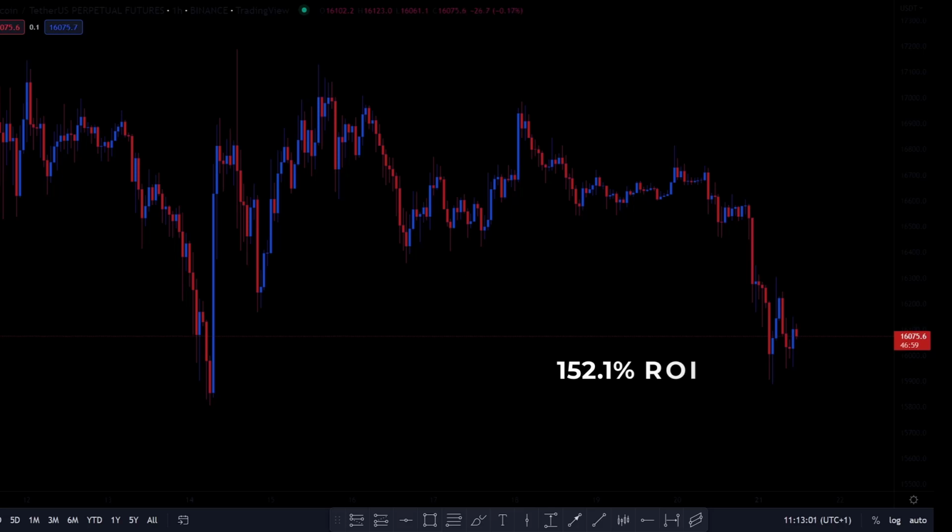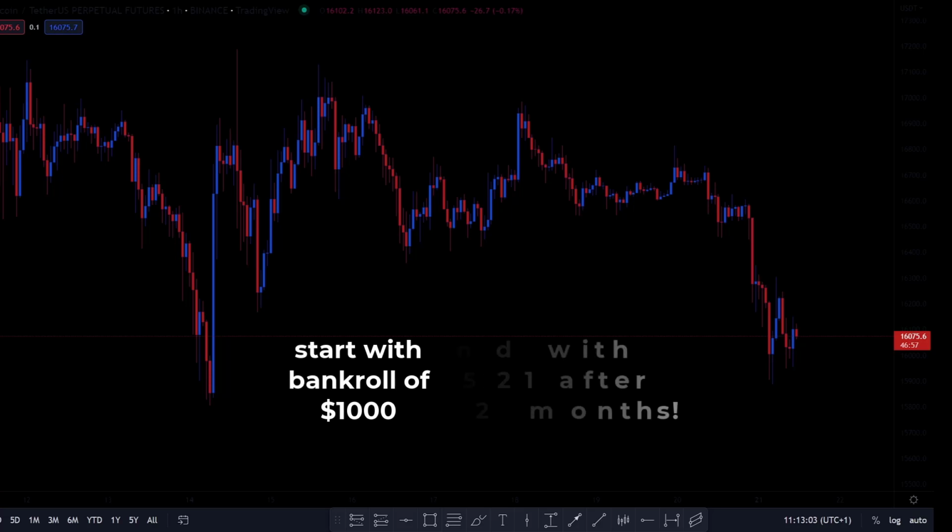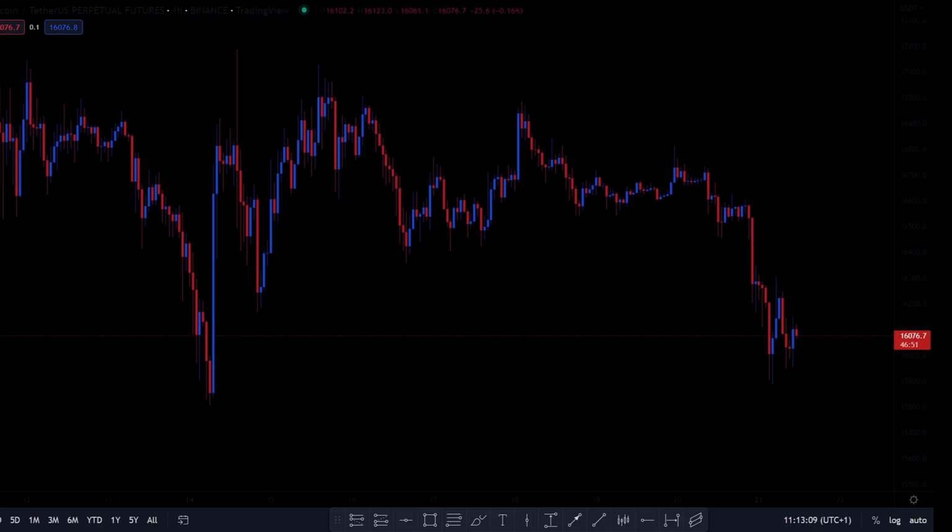This means that if we were to start off with a bankroll of $1,000, we would have ended up with $2,521, netting us $1,520 in profit with little to no risk at all. Also, this is without leverage. If we apply a leverage of, say, 10x, we potentially could have made $15,000 in the course of 2 months with only a bankroll of $1,000. It is clear this is potentially a very profitable technique.